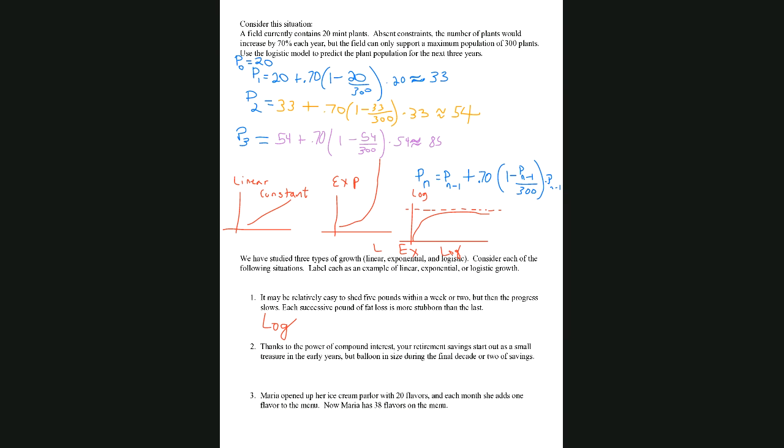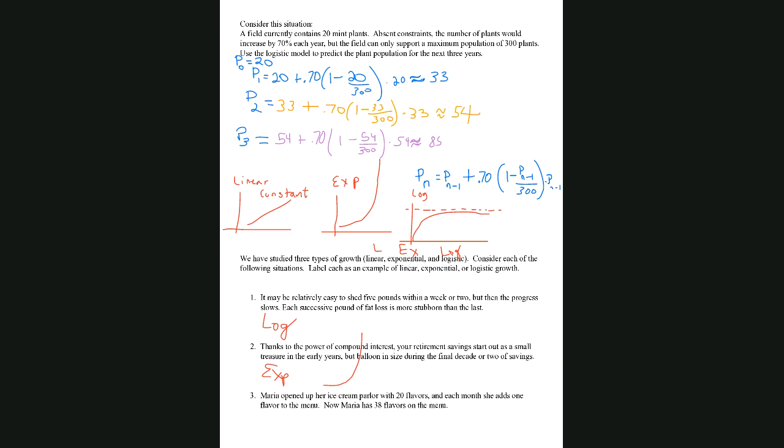Number 2 says, thanks to the power of compound interest, your retirement savings start out as small as a small treasure in the early years, but balloon in size during the final decades or two of savings. That's definitely exponential growth, right? Because we start out slow, but as we get more money in the account, the growth starts to go quickly. So that's definitely exponential growth.